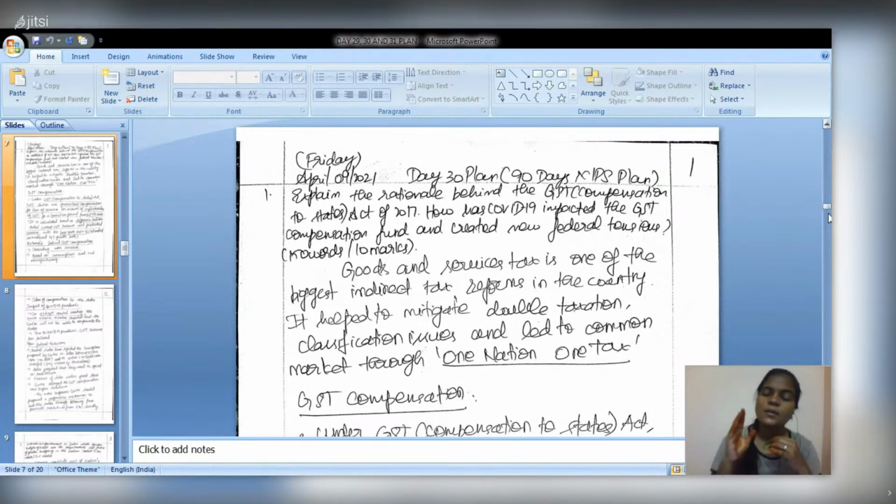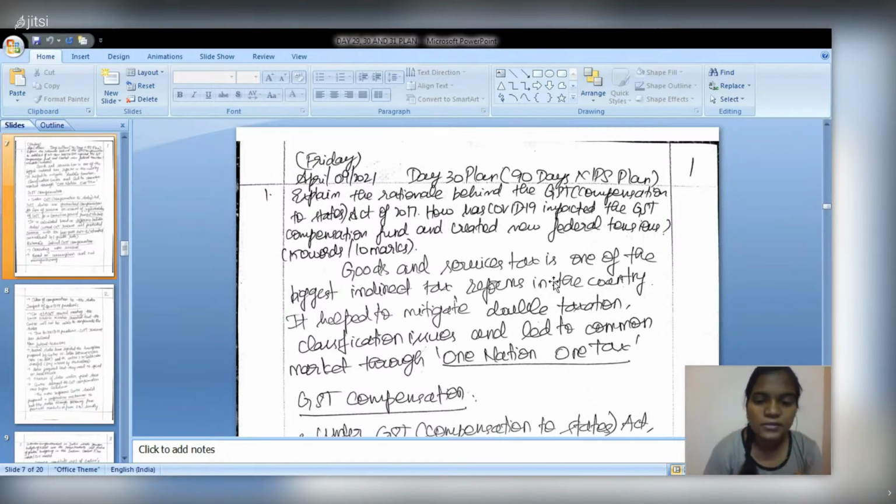So the question should be answered in 3 parts. The first part should contain a brief account of the GST Compensation to States Act and the rationale behind the GST Compensation to States Act 2017. The second part of the question should be answered with the impact of COVID-19 on the GST compensation fund. The third part should consist of federal issues, the new federal issues arising due to COVID-19.